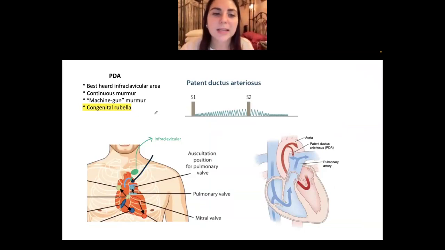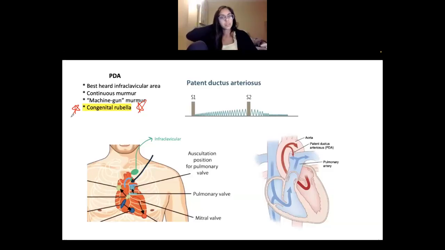So that's your PDA. They say that this is best heard infraclavicularly, so just right under the clavicle. Continuous, they call it a machine gun murmur. I don't really know what that sounds like, but it's an intense sounding murmur, and it's throughout the entire heartbeat. It's through systole, it's through diastole. That's what's meant by continuous. And for your micro plug, a congenital PDA staying open can be caused by congenital rubella. If mom had rubella and it transferred to the baby, that can cause the PDA to stay open.